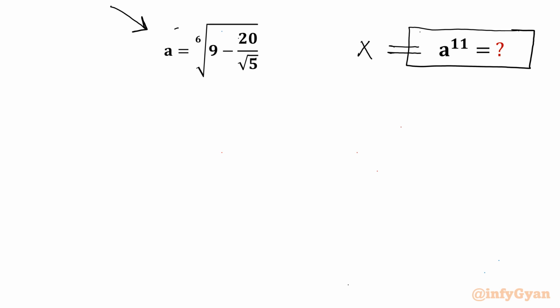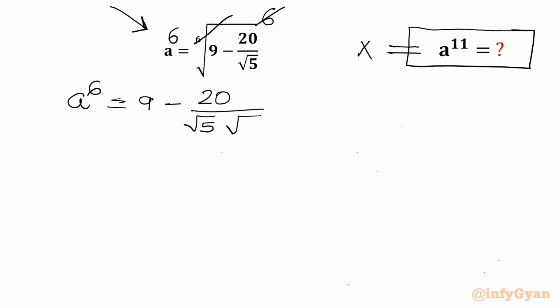Now I will raise both sides to the power 6, so I can cancel the 6th root with power 6. So a power 6 we can write as 9 minus 20 divided by square root 5. Let us multiply here with root 5 in the numerator, so a power 6 will be 9 minus 4 square root 5.